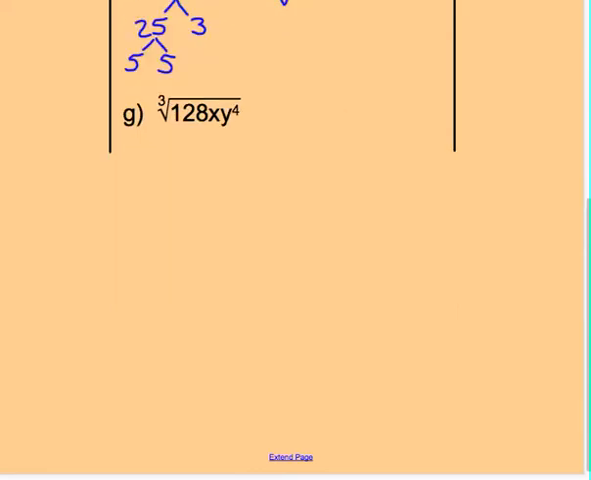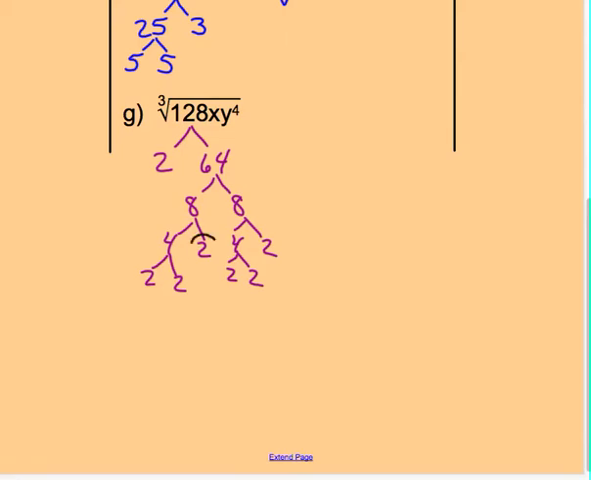And our last example for this lesson, we have the cube root of 128. 128 is 2 times 64. 64 is 8 times 8. 8 is 4 times 2. And 4 is 2 times 2. Now looking at this, I actually have 2 groups of 3. So I have a group of 2 cubed here, and another group of 2 cubed here. So I'm going to be pulling out 2 2's, or 2 times 2, which is 4.